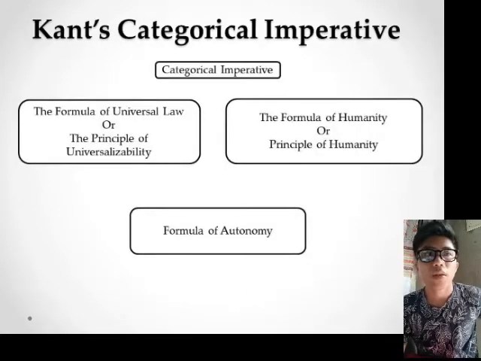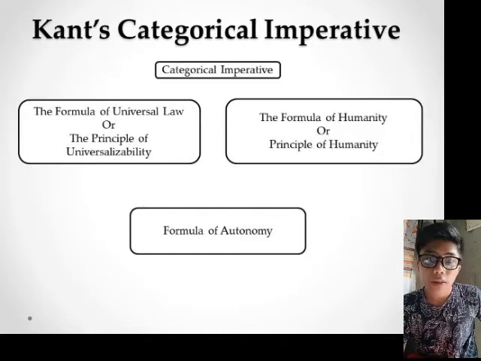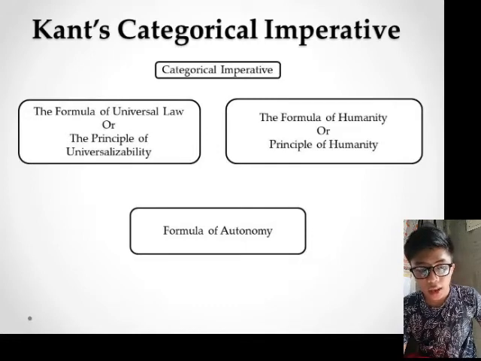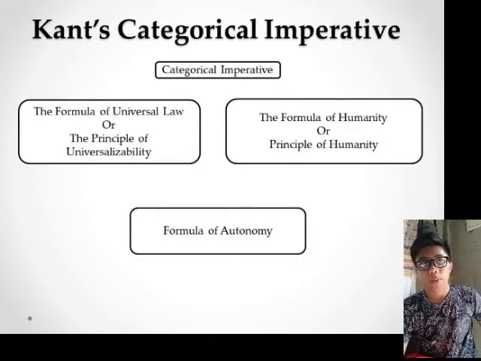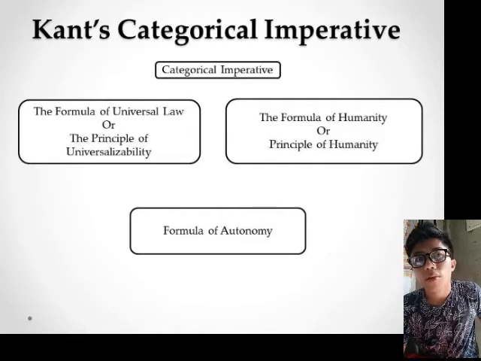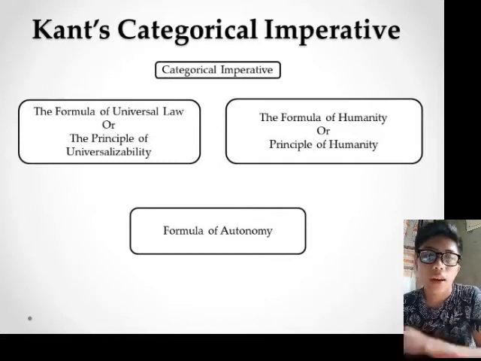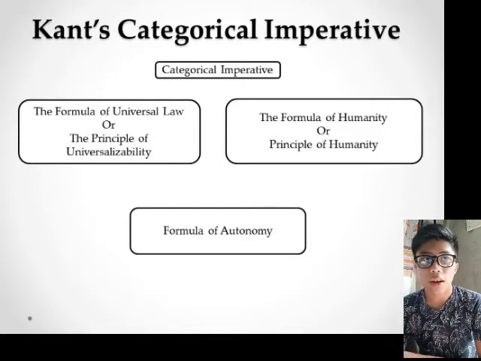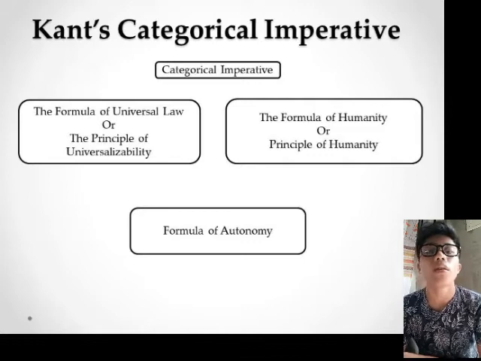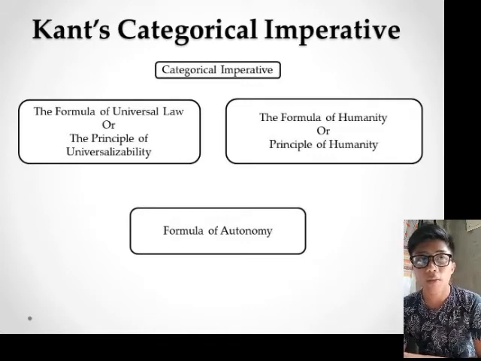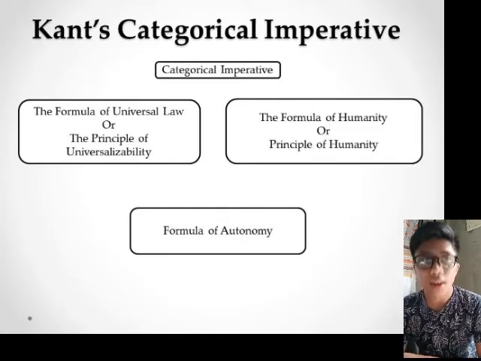Next is Kant's categorical imperative. The categorical imperative is a moral obligation or command that is unconditionally and universally binding. For Kant, moral duties can be derived from the categorical imperative, which can be formulated in three ways. The first formulation is the formula of universal law or the principle of universalizability.